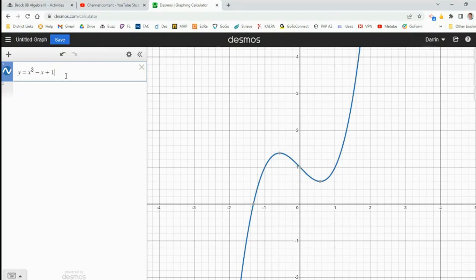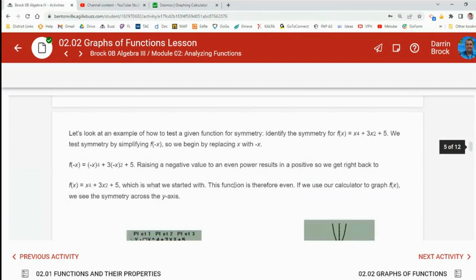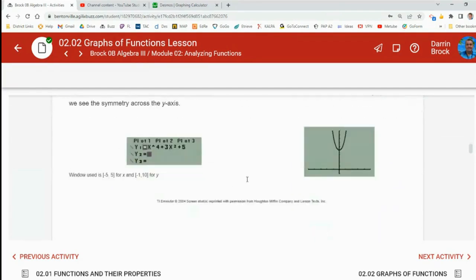It's not symmetric to the y-axis. It's neither even nor odd. So that's how you can test it. Substitute negative x in and see, did I get the original equation, or did I get the opposite of the original equation, or is it neither? Because it very easily could be neither. So then they give you some examples of that.